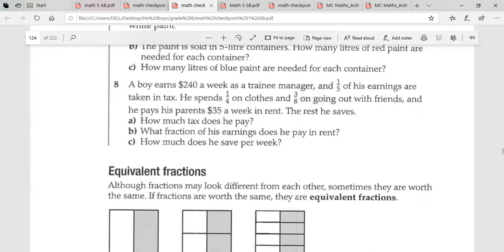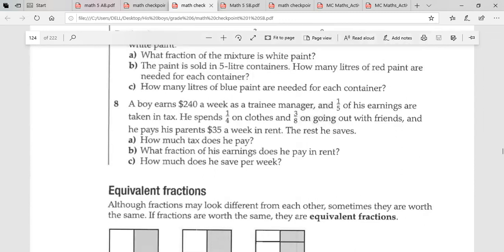A boy earns $240 a week as a trainee manager, and 1/5 of his earnings are taken in tax. He spent 1/4 on clothes and 3/8 on going out with friends. And he pays his parent $35 a week in rent. The rest he saves. A: How much tax does he pay? B. Just a minute.